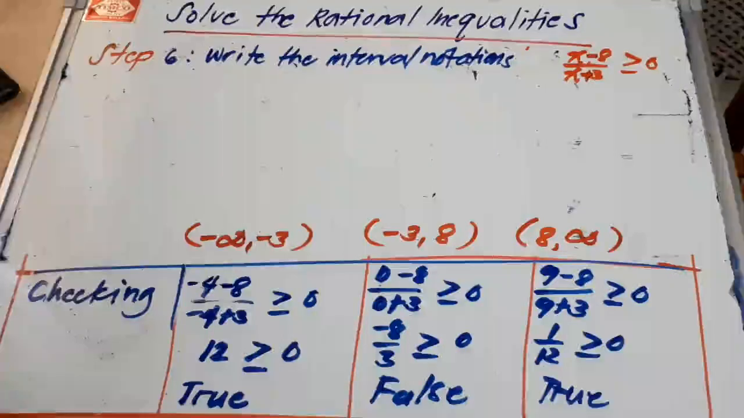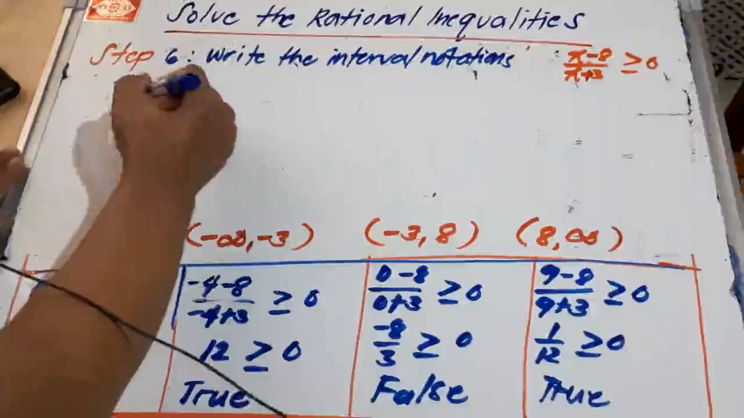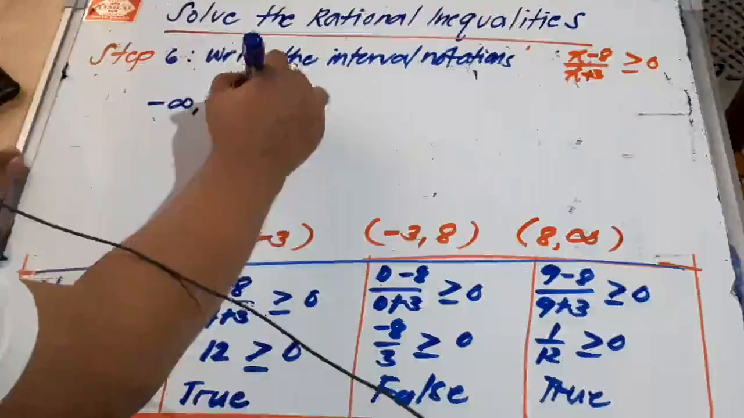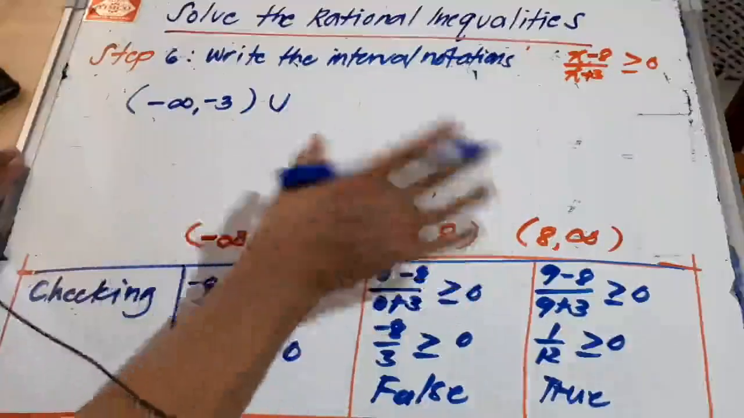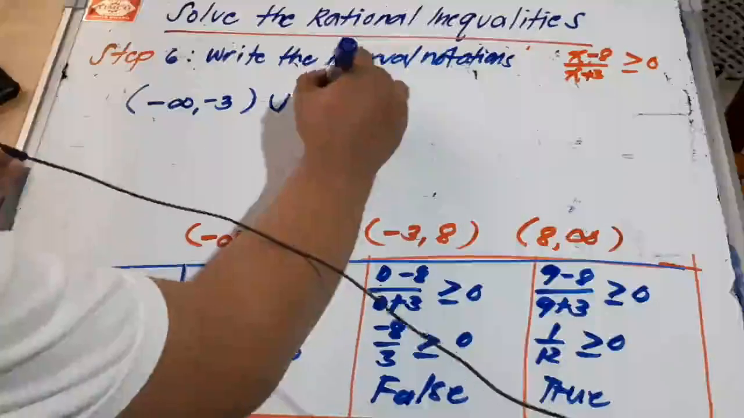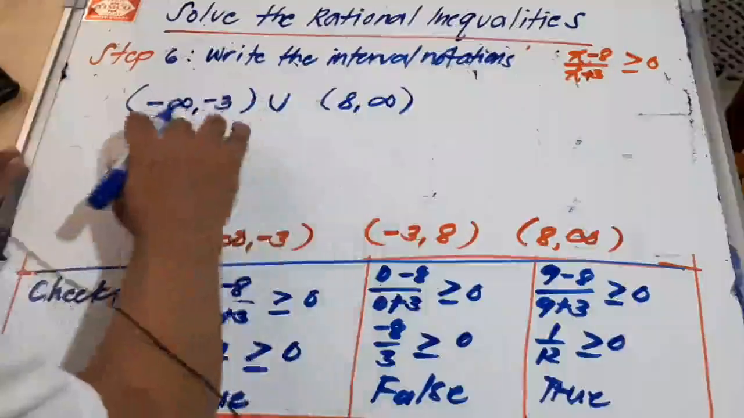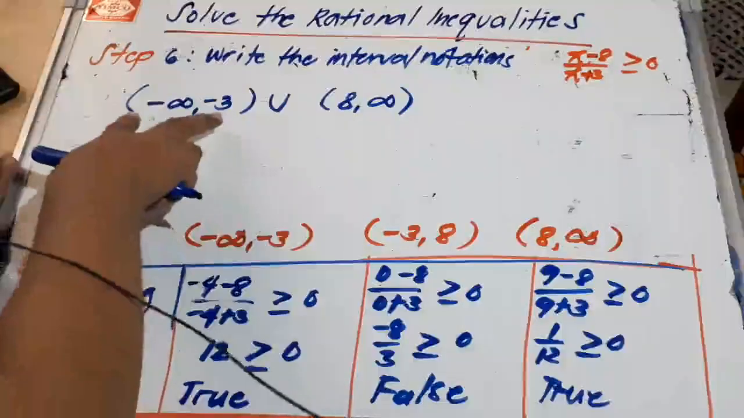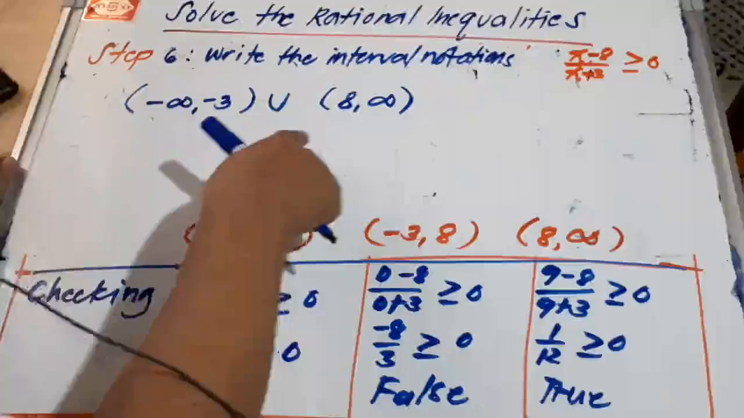How do we write the interval notations? So, ito na yung dalawang solution. Our answer is negative infinity to negative 3 union. Okay? Ibig sabihin, yung dalawang yon ang solution sa ating rational inequality. The union of these two intervals. Okay? Now, ito ba'y open interval? Check natin. Based from this rational inequality.